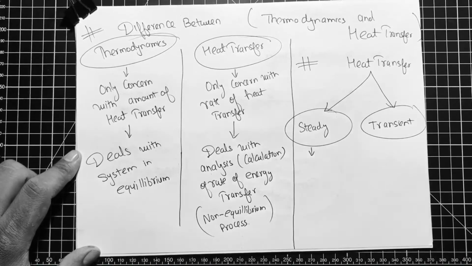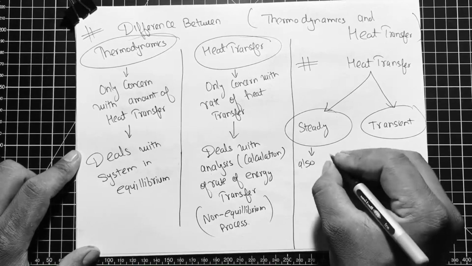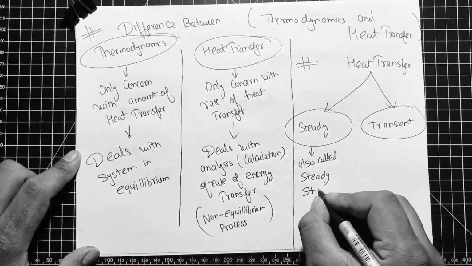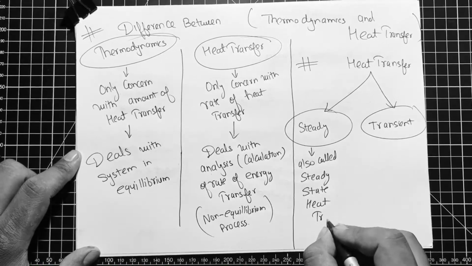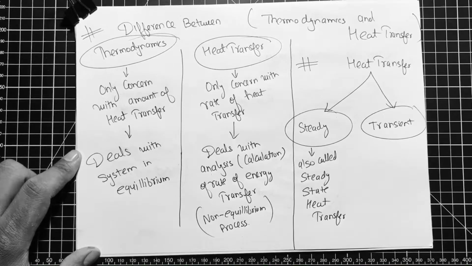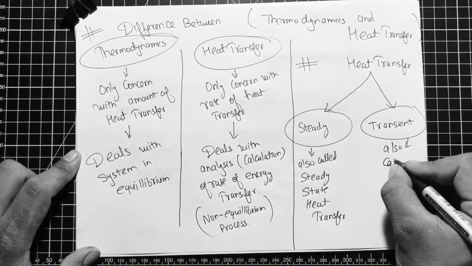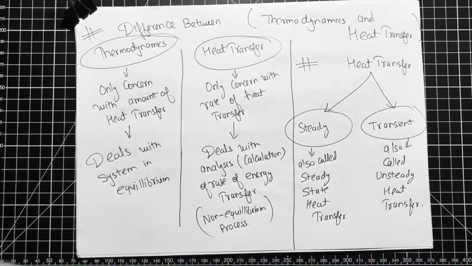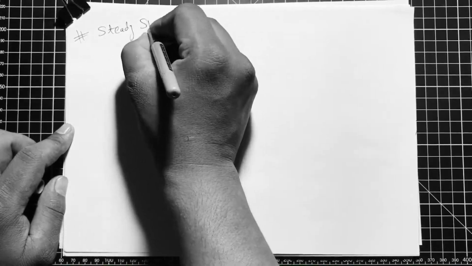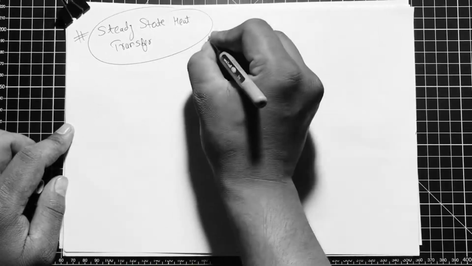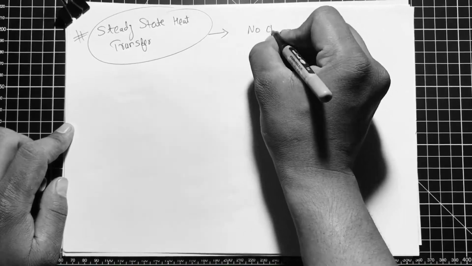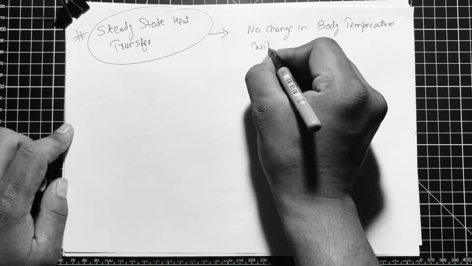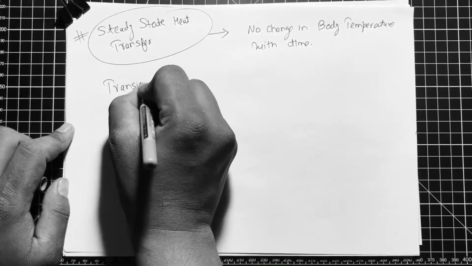Now heat transfer can be categorized into two types. Basically, it's steady state heat transfer and transient state heat transfer. If we talk about steady state heat transfer, it simply means that there is no change in body temperature with respect to time through which heat transfer is taking place. Whereas in transient or unsteady heat transfer, change in body temperatures does occur with respect to time through which heat transfer is taking place.